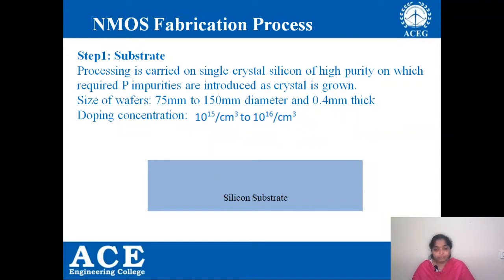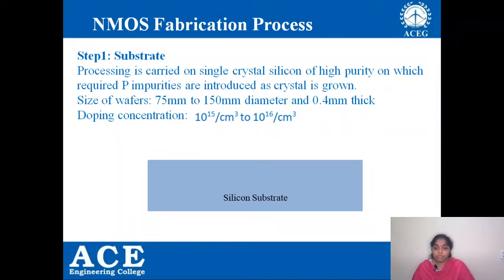So we have two different techniques of doping, that is either by using ion implantation or by using diffusion. With either doping method, you can dope p impurities onto the silicon substrate, so that your silicon substrate is converted into a p-type substrate.